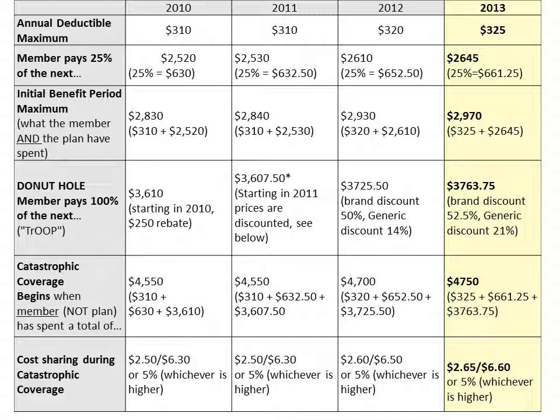So here we can see that in 2013, catastrophic coverage begins at around 4,750, which is a great discount. And as you see, the discount came mainly from the donut hole decrease in payments that people have to make. So they went from 100% to paying 48% for brand names and about 79% of what they pay for generics. So the ACA in this case is going to really have some tremendous benefits for Medicare beneficiaries.